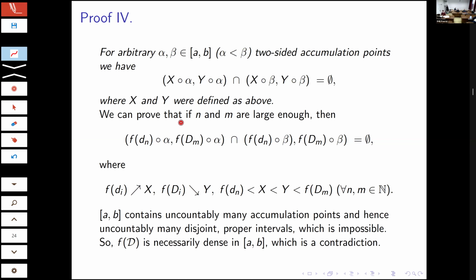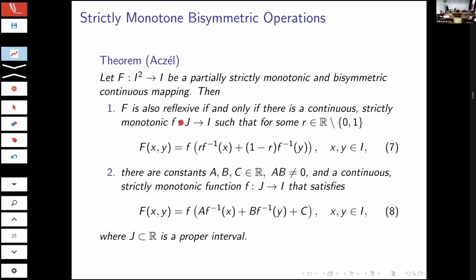Okay, so what does it mean? It means that it contains uncountably many accumulation points, and by this reasoning, it has uncountably many disjoint proper intervals, which is impossible. So in the necessary sense, small f should be continuous, and capital F is continuous. So we are done with that.